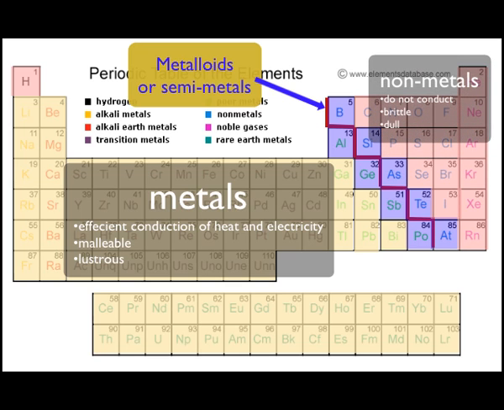Nonmetals have opposite properties of metals. They do not conduct heat or electricity. They're very brittle. When you pound them, they'll just shatter. And they look very dull.